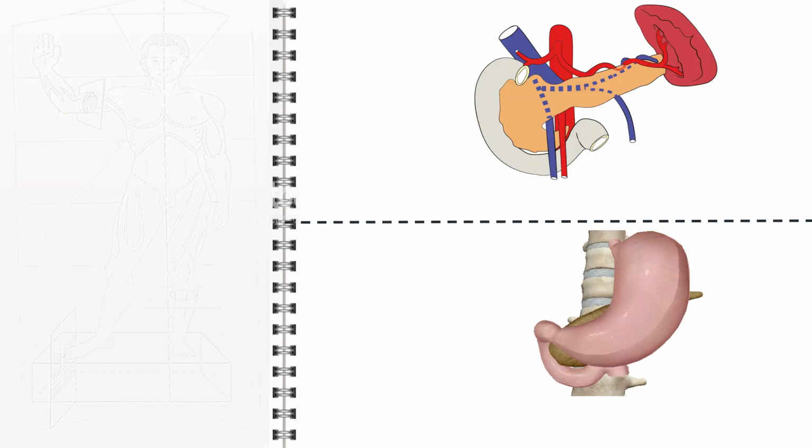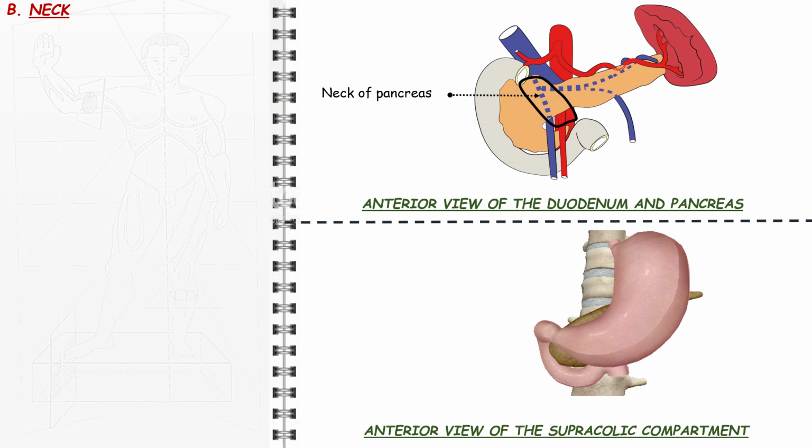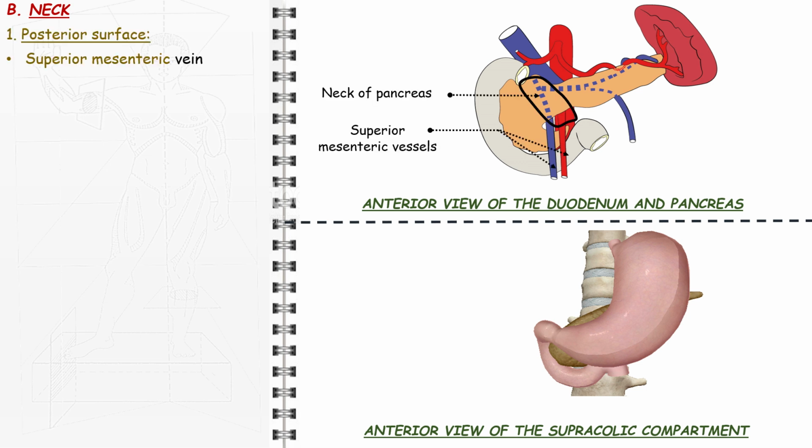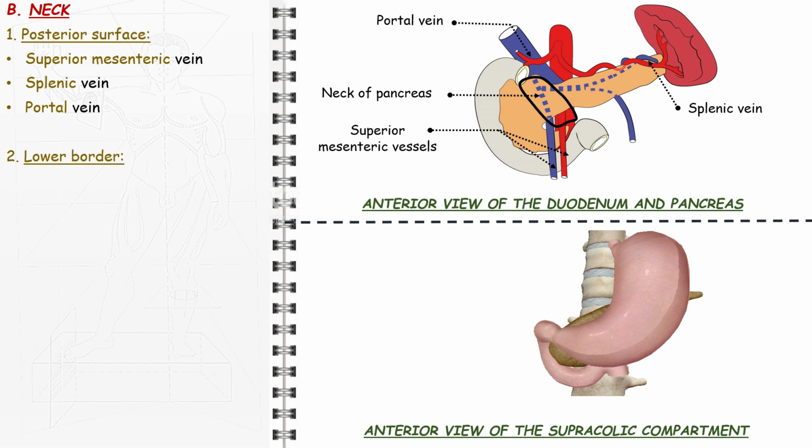The posterior surface of the neck is in contact with the superior mesenteric, splenic and portal veins. In its lower border, attaches the root of transverse mesocolon forming the stomach bed of lesser sac.